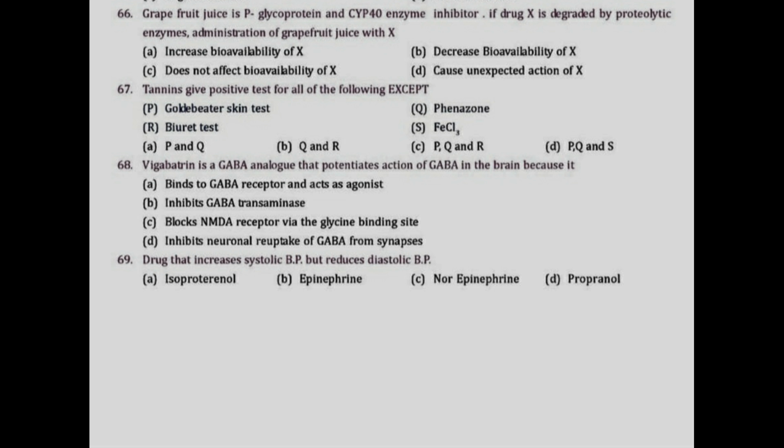Option B is the correct answer. Question number 69. Drug that increases systolic BP but reduces diastolic BP. A, isoproterenol, B, epinephrine, C, norepinephrine, D, propranolol. The correct answer is option A.